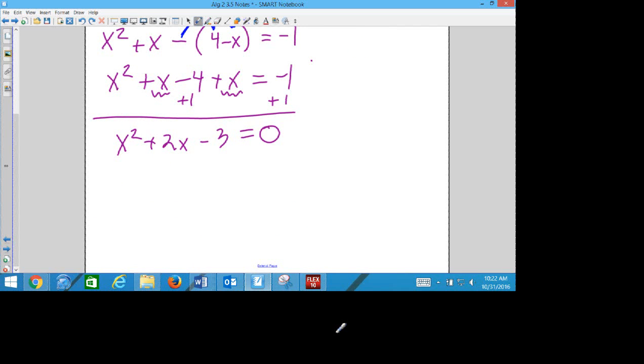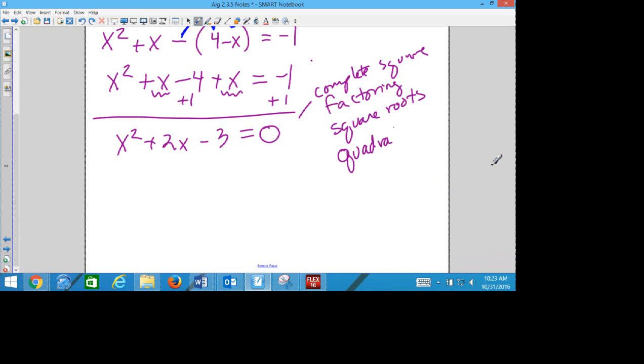Once you have that, you have all these options. You've got complete the square. You have factoring. You have square roots, but it's not going to work for this one. It's not going to work if you just have an x. Just so you know, I would not always just go by square roots. You can also do quadratic formula with the song. You've got all these options.